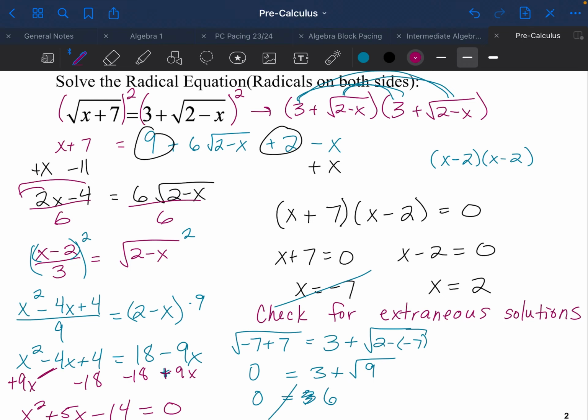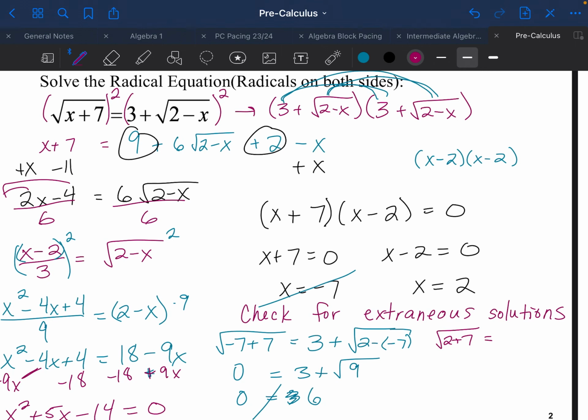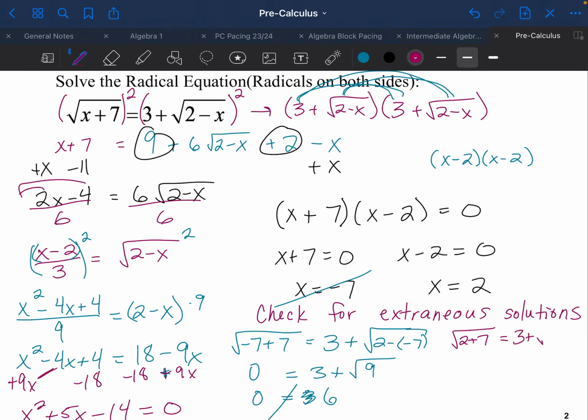I would always check both of them just in case. So let's check 2 real quick. We do 2 plus 7 equals 3 plus the square root of 2 minus 2. This one looks like it's already going to work better. We got the square root of 9 equals 3 plus the square root of 0, and the square root of 0 is just 0. We end up with 3 equals 3. Check. That means our only solution is x equals 2. And now we're done.